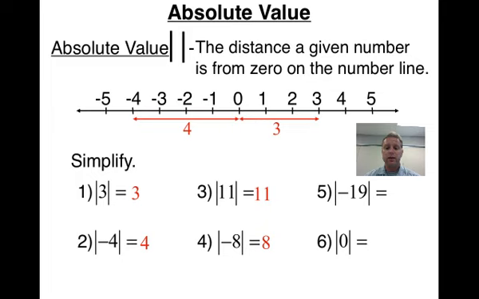It's 8. Number 5, what is the absolute value of -19? How far is -19 from 0? It's 19. 6, absolute value of 0. What is the absolute value of 0? How far is 0 from 0? 0. So that's absolute value. Again, it's how far it is from 0. It's not the opposite.